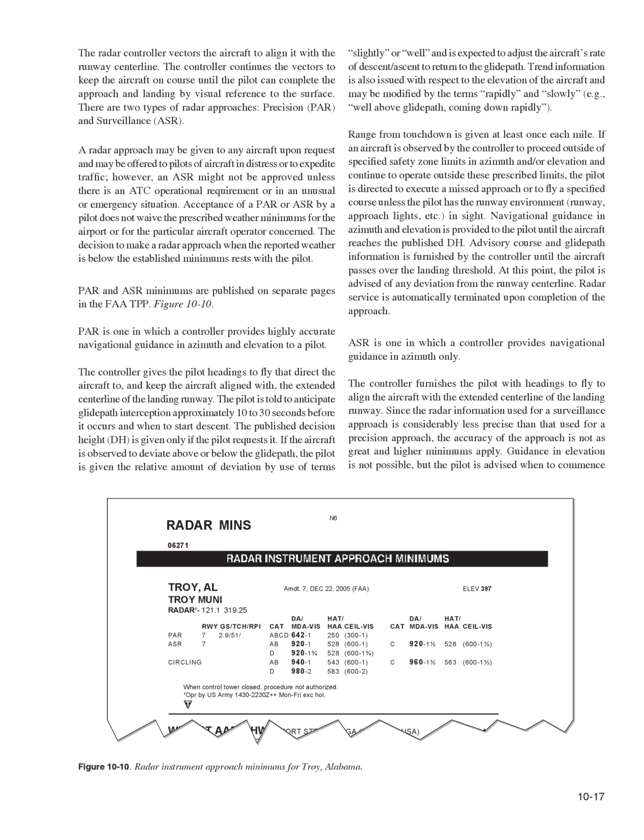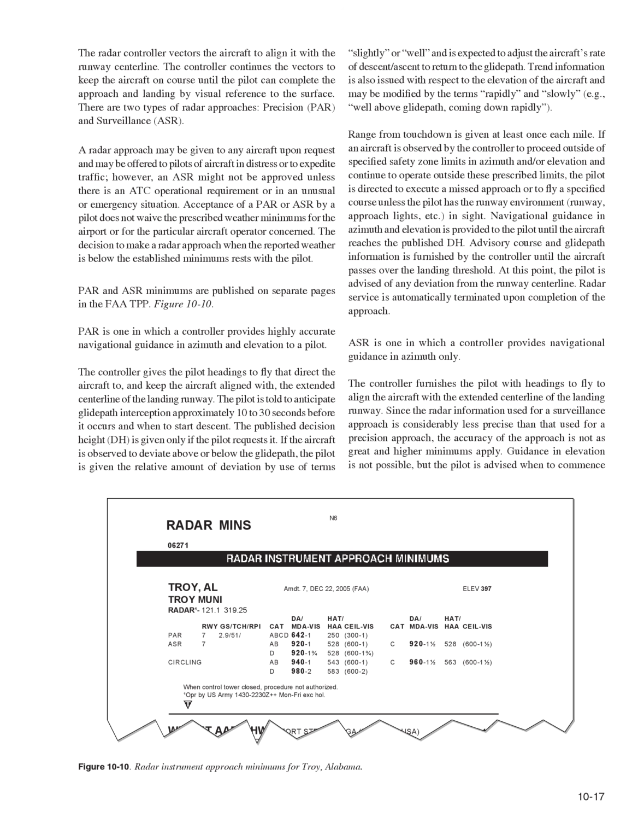Figure 10.10. PAR is one in which a controller provides highly accurate navigational guidance in azimuth and elevation to a pilot. The controller gives the pilot headings to fly that direct the aircraft to, and keep the aircraft aligned with, the extended centerline of the landing runway. The pilot is told to anticipate glide path interception approximately 10 to 30 seconds before it occurs and when to start descent. The published decision height (DH) is given only if the pilot requests it.